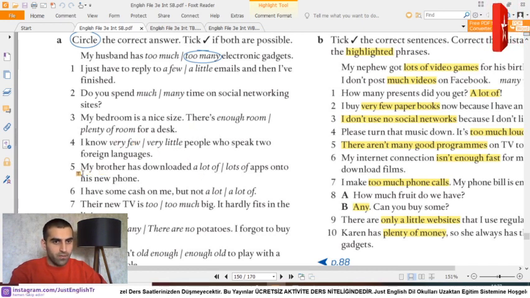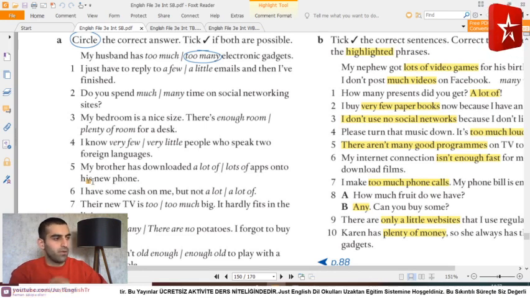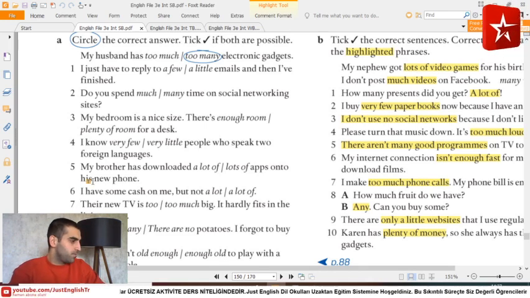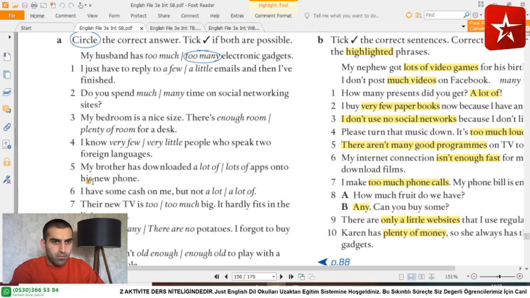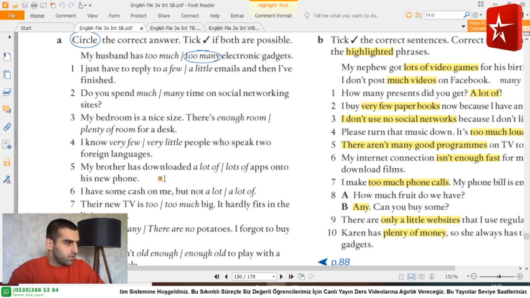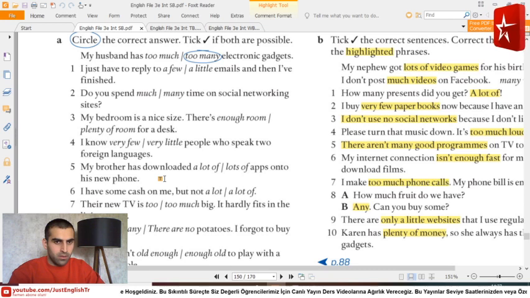So number 5. My brother has downloaded lots of apps onto his new phone. Which one is correct? A lot of or lots of? Melis says a lot of. We will see. NS says both of them.